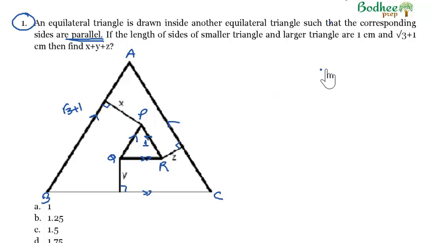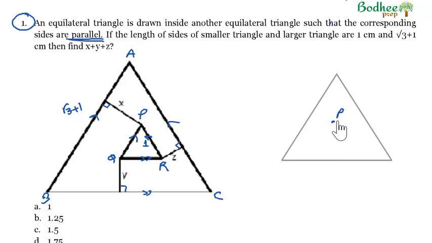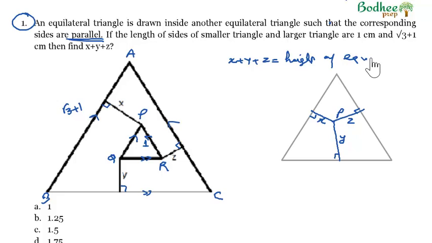This question can be solved easily if we know one end result for the equilateral triangle: in any equilateral triangle, if you take any point inside it and add the perpendicular distances of this point from all the sides, suppose the perpendicular distances are x, y, and z, then you'll find that the value of x plus y plus z is nothing but the height of the equilateral triangle. Right? Let me prove it for you.